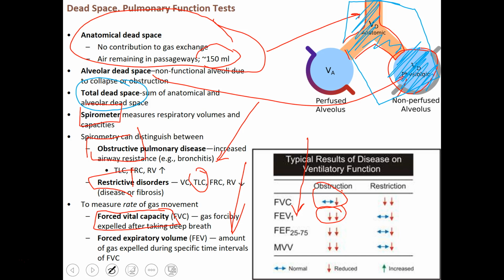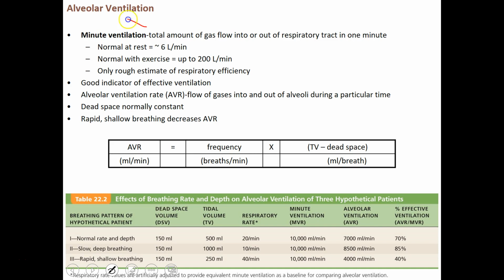Now, in restrictive disease, forced vital capacity goes down because basically the functional capacities of the lung, they reduced. However, the rate of flow is essentially the same. Now, minute ventilation is the amount of air that reaches the lungs in 1 minute, essentially the volume of one breath, the tidal volume, multiplied by the respiratory rate. You can see it here in this example. It's 10,000 mils per minute.